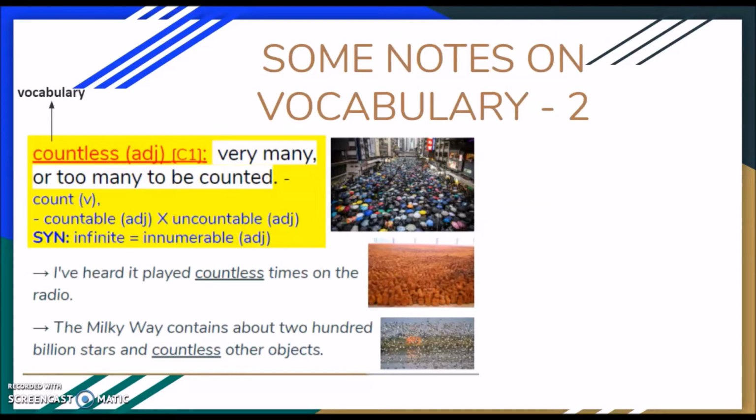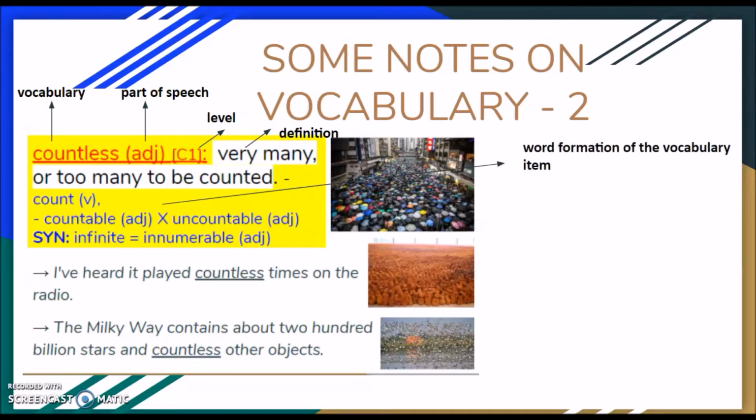So here is the vocabulary item, and that one is the part of speech, and that one shows the level of the vocabulary item, and that one is the definition of the vocabulary, and the navy blue ones are the word formation of the vocabulary item. That means the word family. And if you see something like this, if possible, these are the synonyms or opposites.